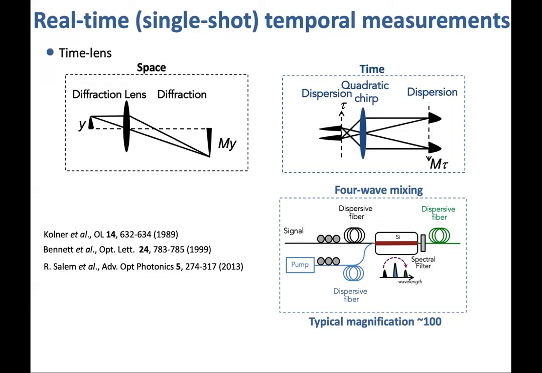This is typically done with some nonlinear effect, such as four wave mixing, for example, or some frequency generation. And that combined with dispersion, which is the analog of diffraction in time, can allow you to magnify a temporal waveform. And typical magnification factors, which are doable experimentally, are about times 100. But this is already extremely useful and allows you to probe phenomena on a 100 femtosecond time scale or around that.